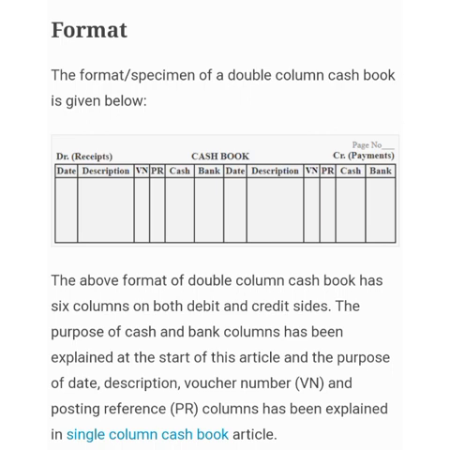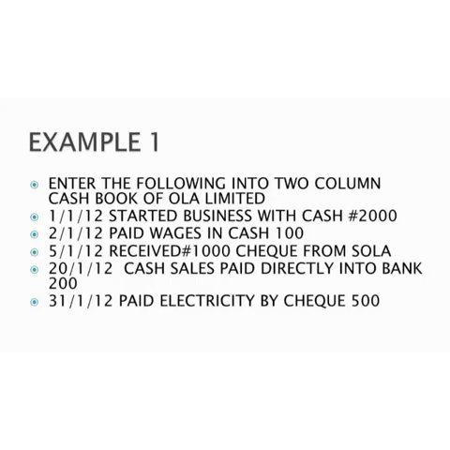Now we are going to solve one problem. Enter the following transactions in the double column cash book. The first transaction: on 1st January 2012, started business with cash 2000. This is an example of a receipt, an inflow of cash. So enter the transaction on the debit side: under the date column, enter the date, 1st January 2012. Then under the particulars column, 'To Capital Account'. Then under the cash amount column, 2000.